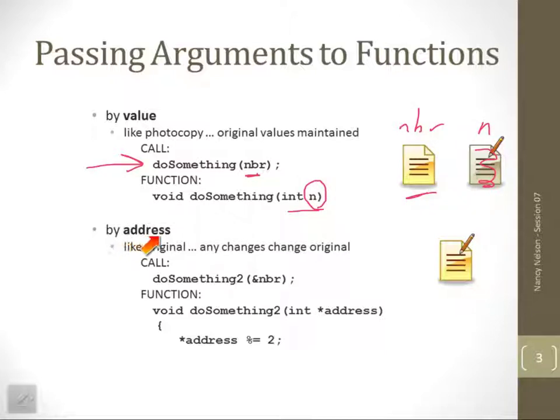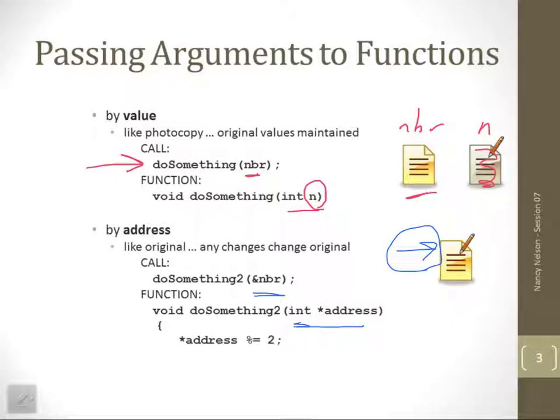If, on the other hand, we pass by address, which means we're using pointers, it means we're working with the one and only original. So our call would now look a little bit different. Now we're passing in the address of this. So we're telling it where this one is in memory. Here, it's expecting a pointer.